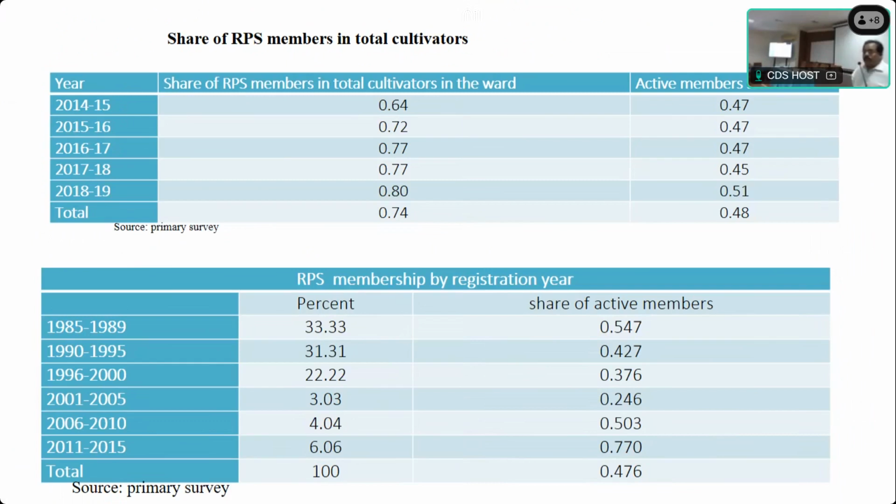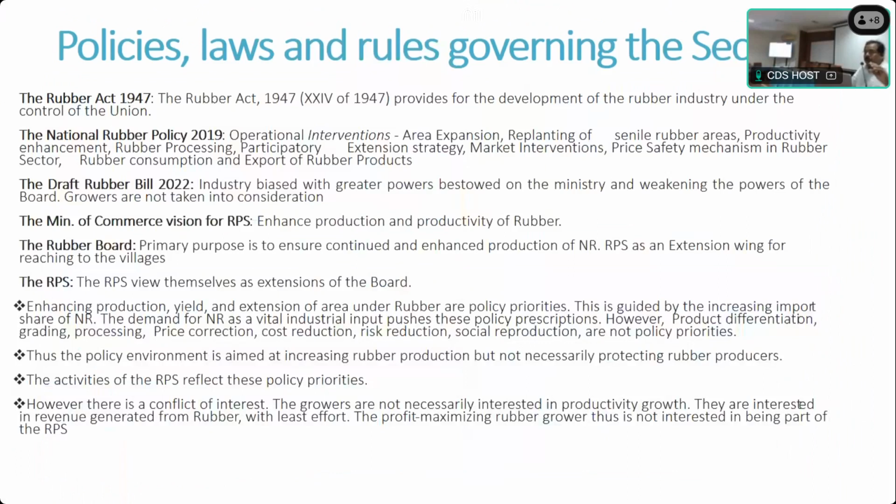Now, going into the second part, that is the policies, laws, and rules governing rubber and RPS. The basic policy framework for the rubber sector comes from what is called the Rubber Act of 1947, which provides for the development of the rubber industry under the control of the union government. So the rubber industry should be governed by the Rubber Act. And the Rubber Board and its activities, which come under the Ministry of Commerce, all come under the rules of the Rubber Act.